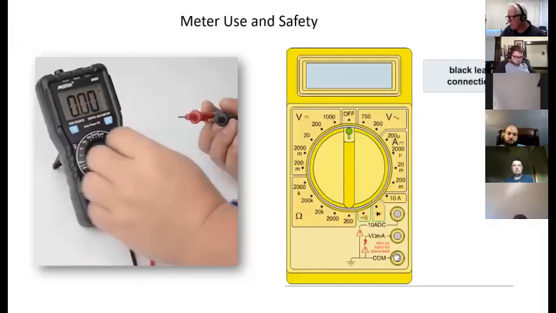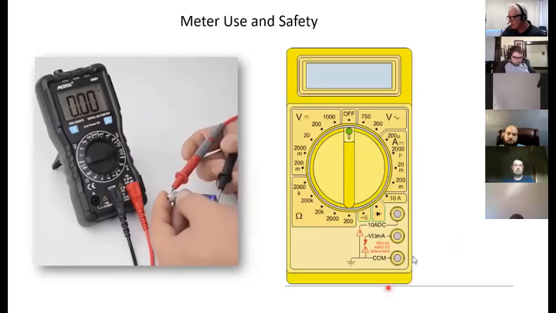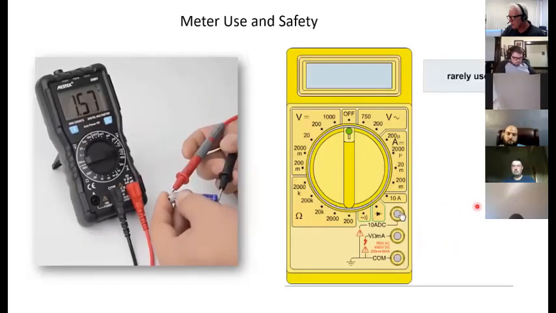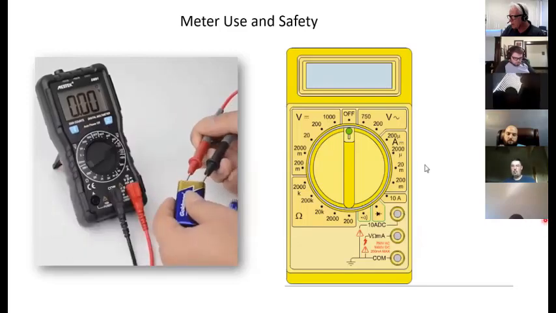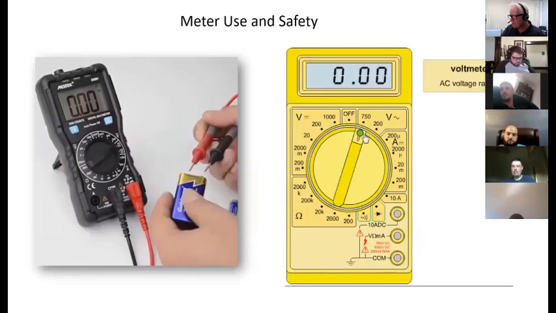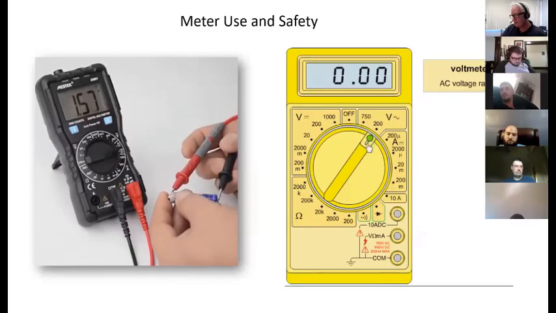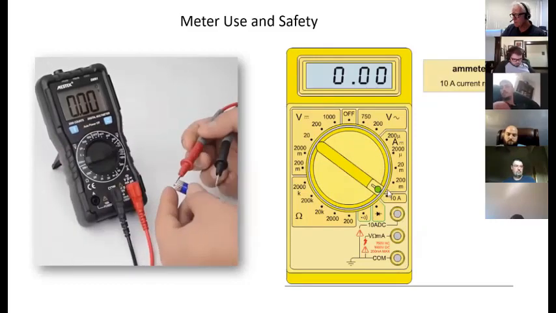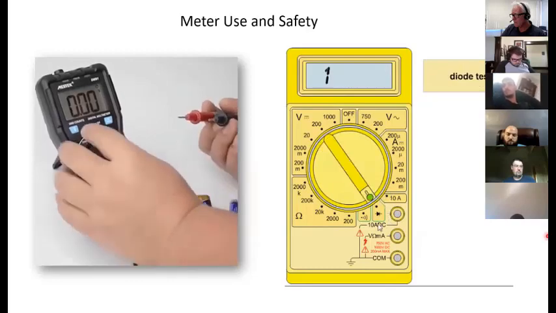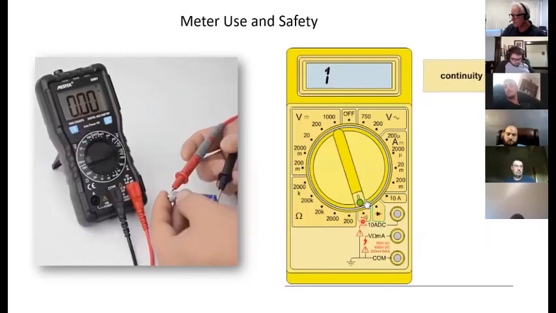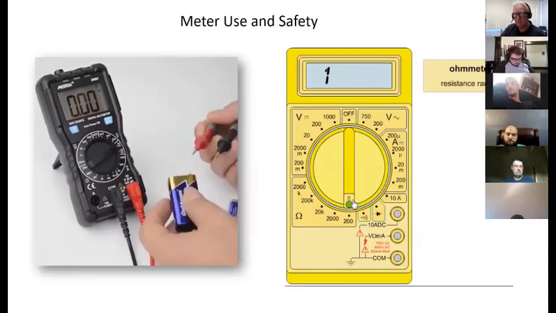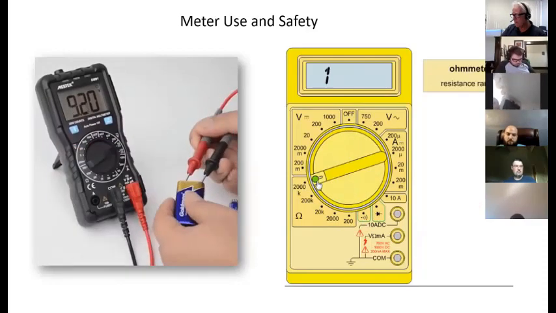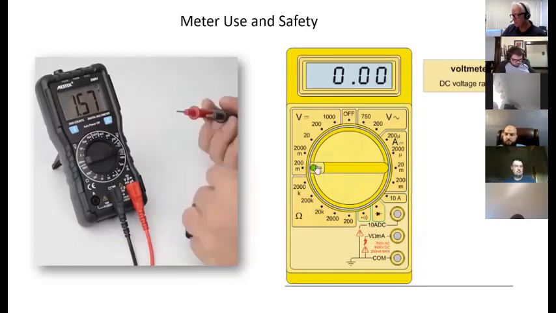This is what you maybe saw before. This is showing the connectors where you plug in your leads. Then it shows different settings, different ranges. This continuity checker makes a beep. You put it on a piece of wire, and if it doesn't have a break in it, it'll beep. It'll also read 0 ohms.